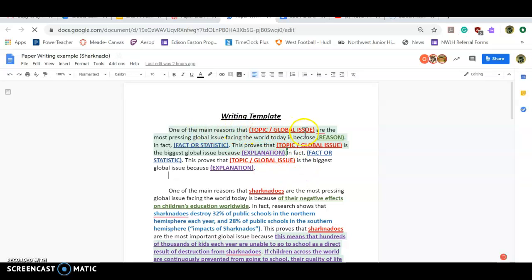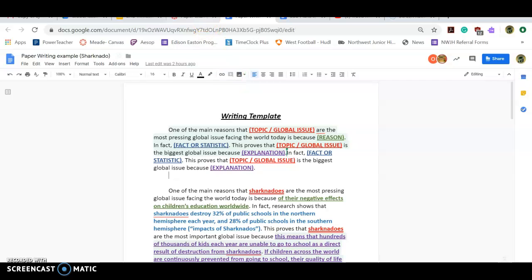Okay, so when you look at this, this is the first argument. So you want to introduce your topic. You want to say it's the most pressing issue facing the world today because of one of the reasons that you chose in your green section on your note sheet. Secondly, you want to list a fact or statistic, and then explain how that relates to your topic, why it's important. Those of you who need more info, you would add another fact or statistic in each body paragraph, and then you would talk about how it relates to your global issue topic once again.